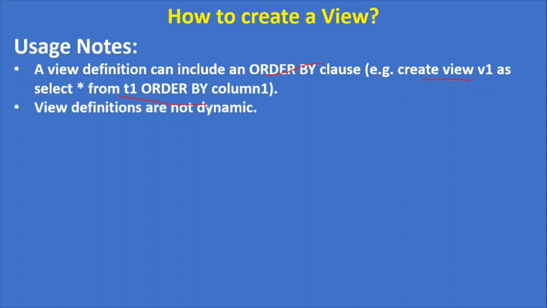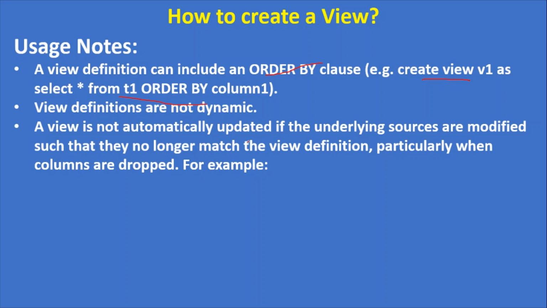A view definition is not dynamic. Let me explain with an example. A view is not automatically updated if the underlying sources are modified such that they no longer match the view definition, particularly when columns are dropped. So what does not dynamic mean? Suppose you have created a view by using the department table. The department table has three columns. If you drop one of the columns from the table, then your view will become invalid. That is, it will not automatically or dynamically update those deleted columns as part of the view definition.